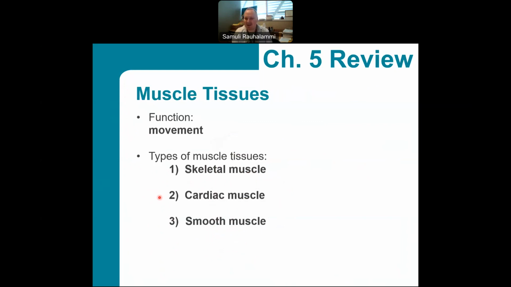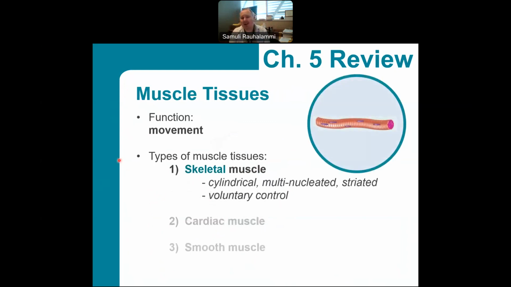We have cardiac muscle found only within the heart. So the heart, the pump that pumps the blood around the cardiovascular system. And finally, smooth muscle, which is responsible for regulating vessel diameter, for example, whether it is in the cardiovascular system or within the digestive tract, forming sphincters also in the digestive tract, things like that.